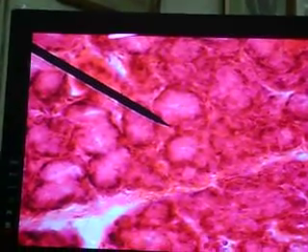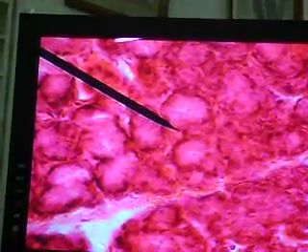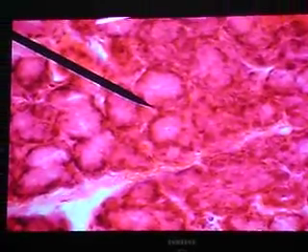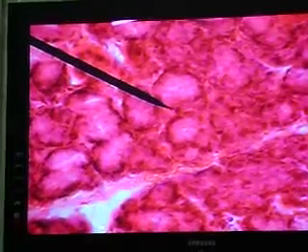interesting cells that send out processes and surround the acinus, and these are referred to as the basket cells. These are myoepithelial cells that have contractile elements in them to squeeze the secretory material into the lumen. So you're looking right here at the lumen of an acinus.